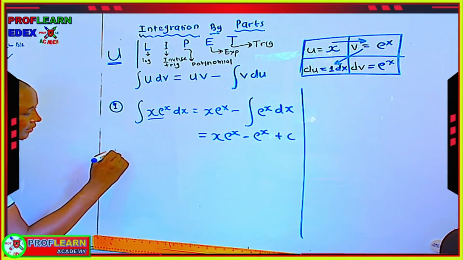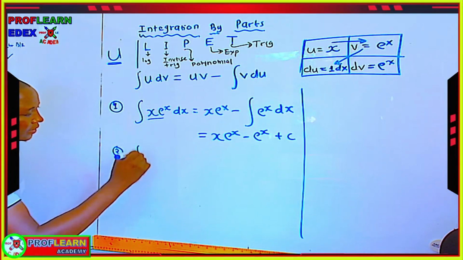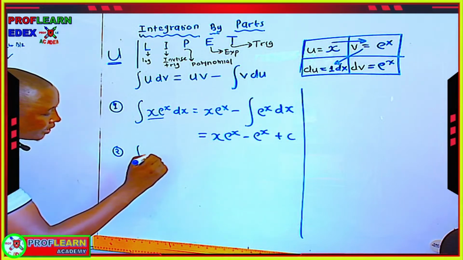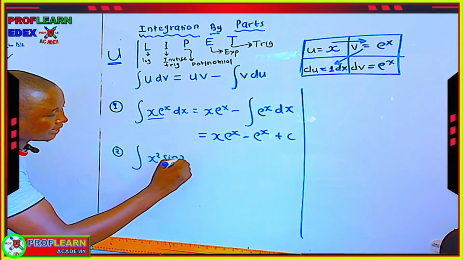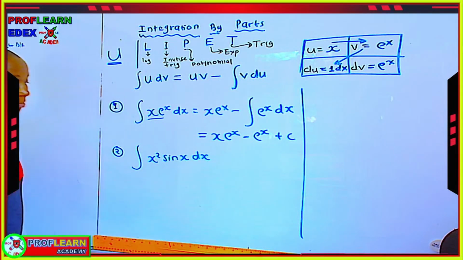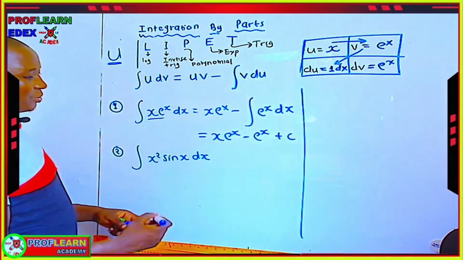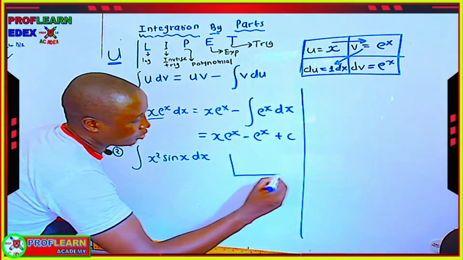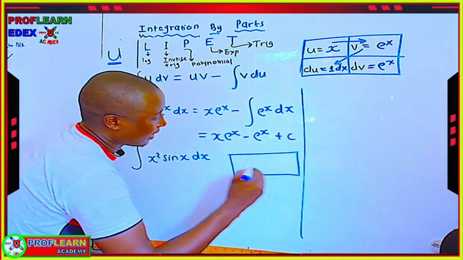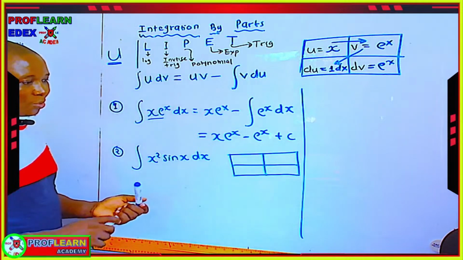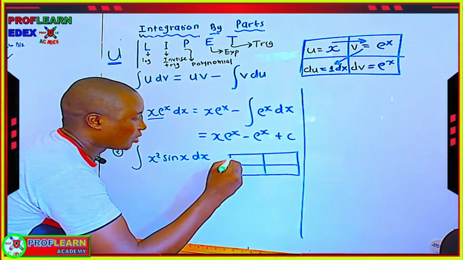You are integrating, question number 2, you are integrating x squared sine x dx. X squared sine x dx. So I want you to tell me, what are you going to assign as your u, and what are you going to assign as your dv?